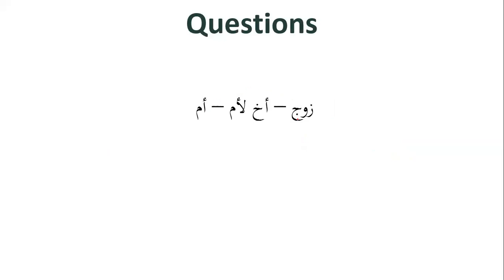In this question, we can see there are no Ibns present, no Bint present, and hence the Zawj will receive, that's right, half of the inheritance. And the Akh li Ummin will receive 1/6.